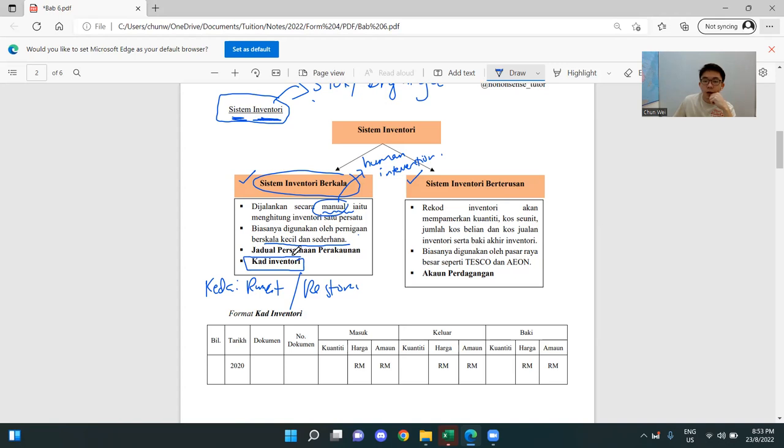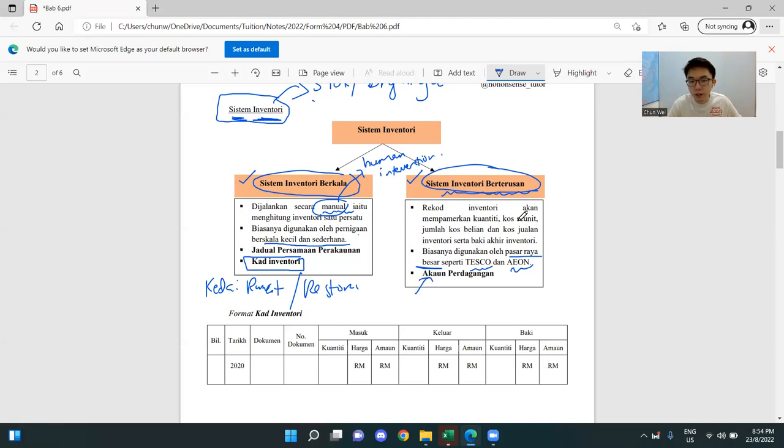You see? Alright? Whereas for this system inventory berterusan, ini normally digunakan oleh pasar raya besar, like Tesco, Aeon, Lotus, and so on. All these are big. You go to Tesco and wah, besar, banyak barang, a lot of stock inventory. You think that you go there and count one by one? They have some system, a way to calculate all the stock, all the inventory there. All right. So that's why for this system inventory berterusan, we enter into account perdagangan.